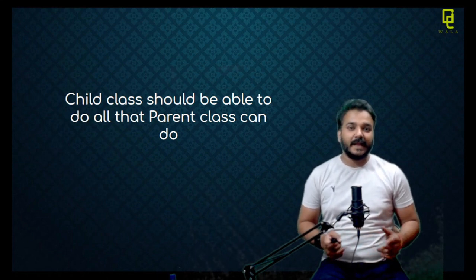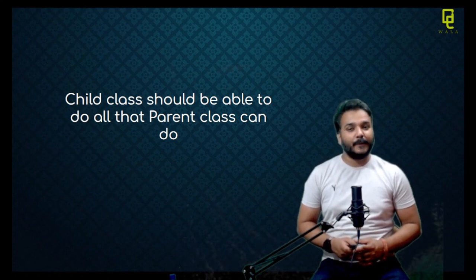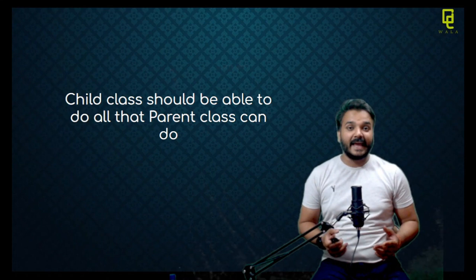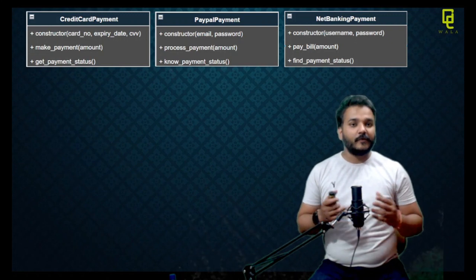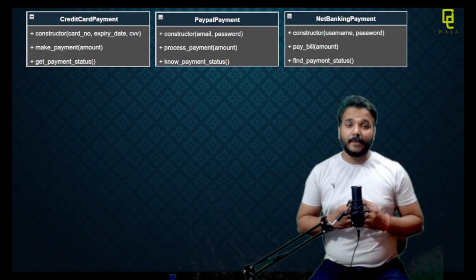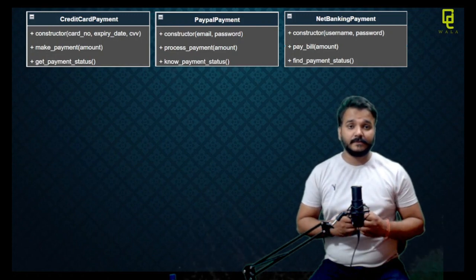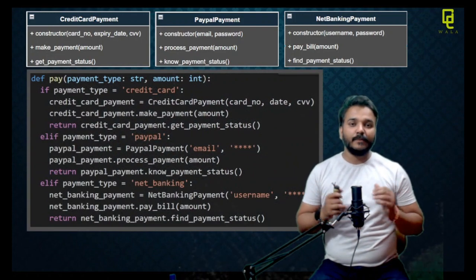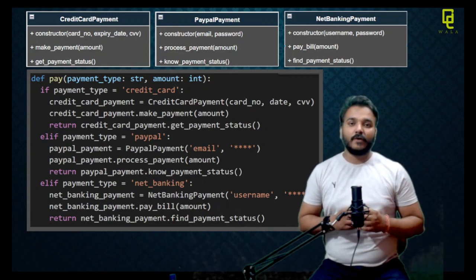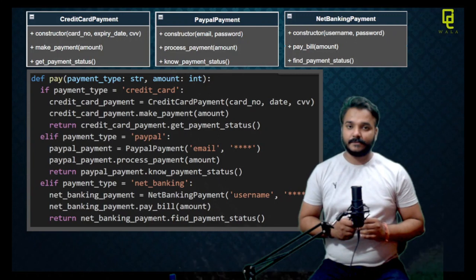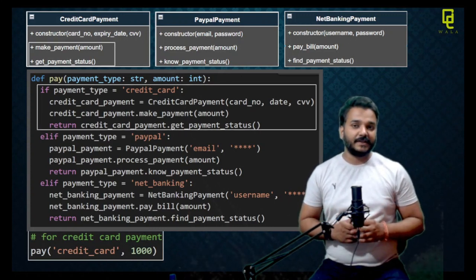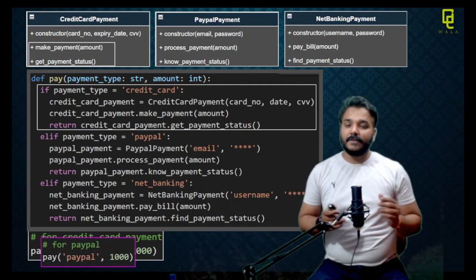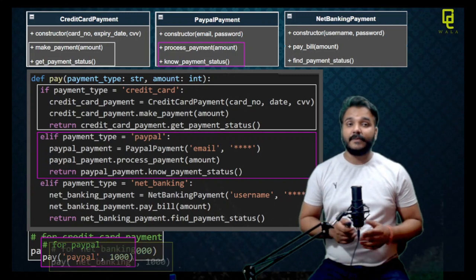Liskov's substitution principle is something where parent has to be substituted by their child, and it is only possible if they can do all that parent can do. Let's assume in our application we have a payment system where we are going to support credit card payment, PayPal payment, and net banking payment. We have a pay method which has the implementation of receiving the payments for any payment type among these three. If we want to pay by credit card, we have to pass the payment type as credit card, and it has its implementation there in the payment method. Same things with the PayPal and the net banking class.